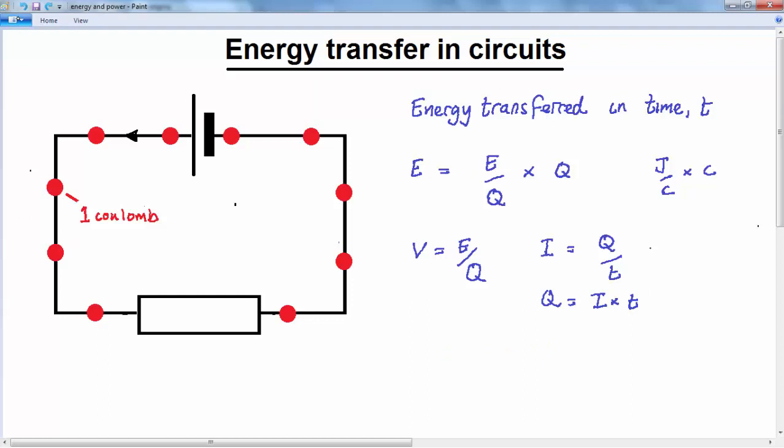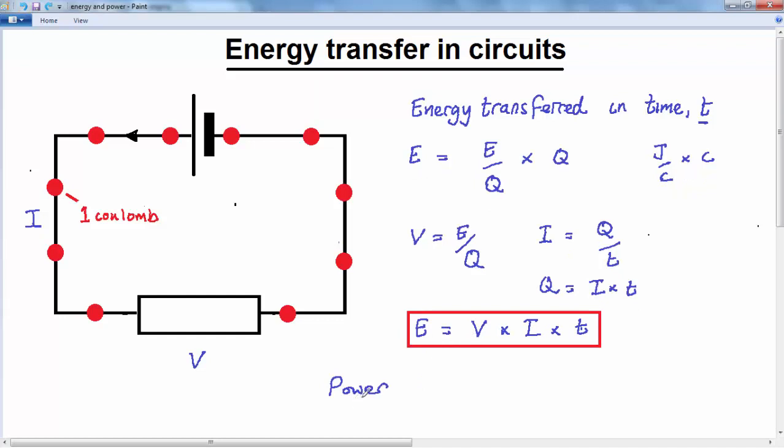So we can say that if the current flowing around the circuit and through this particular resistor is I, and the voltage across the resistor is V, then the energy transferred to the resistor is equal to E divided by Q, which is V, multiplied by the total charge, which is Q equals I times T. In other words, the energy transferred is simply the voltage across the resistor multiplied by the current flowing through it during that period of time t in seconds.